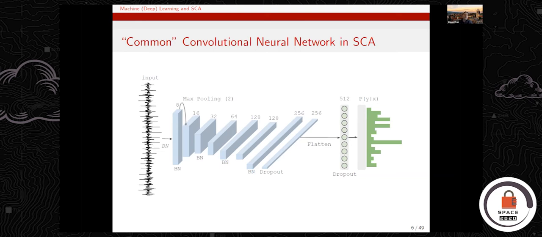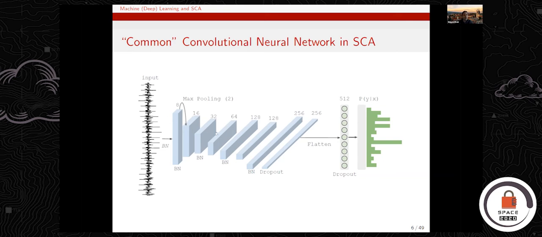And here I give one depiction of, let's say, a common convolutional neural network, although it's not so easy to say what is a common convolutional neural network in side channel, but you can see the most important parts. First, we have the input, so our raw measurement, something we obtained from the oscilloscope. Then we have our convolution layers, max pooling layers, maybe with some other tricks like batch normalizations and so on and so on.